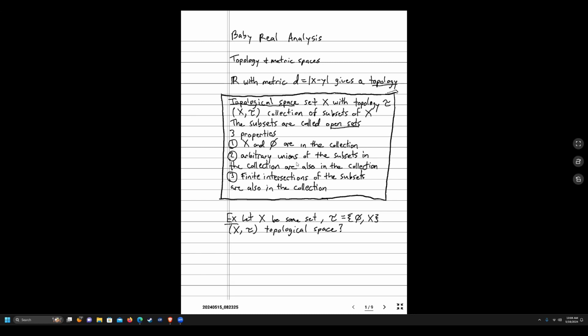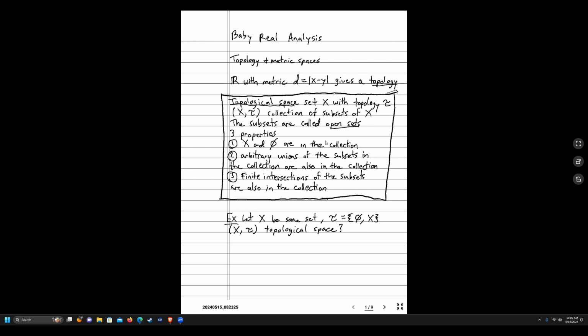So here's the definition of a topological space. Note that with the real number line, we are using the metric that's the absolute value. So d for distance is equal to the absolute value of x minus y. And this actually gives a topology on R induced by the metric d, where d is the absolute value. So a topological space is more abstract than a metric space. And here is the definition of a topological space.